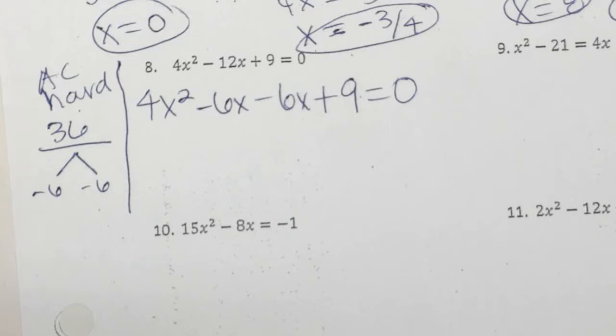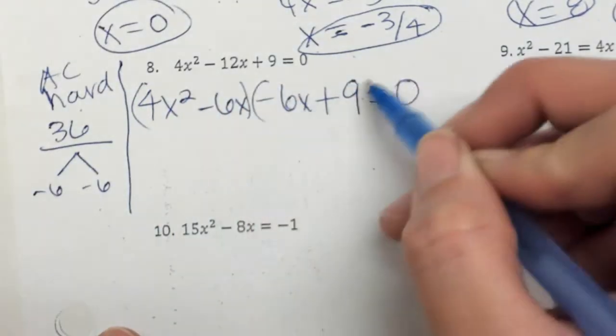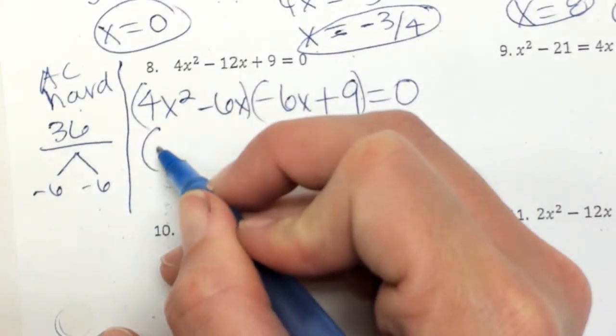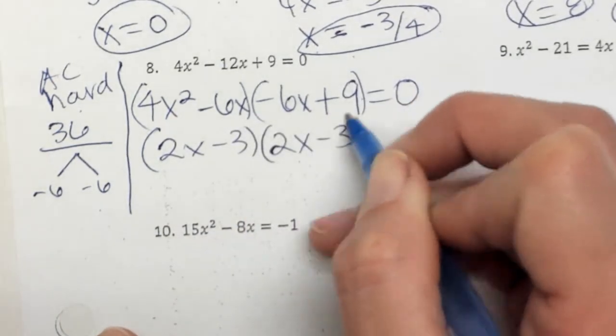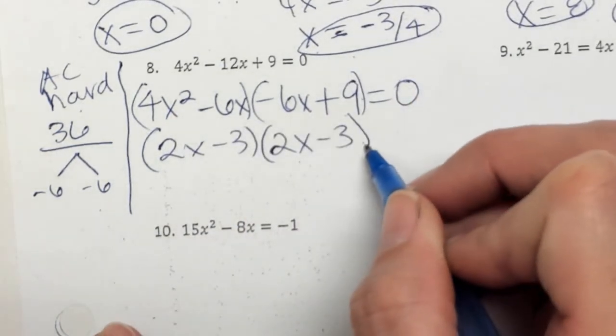Alright, what was our answer? 3 over 2? I heard 3 over 2. Is that right? What was our factors? What did y'all factor it into? 2x minus 3. And did everybody get this? Do I need to go over it?